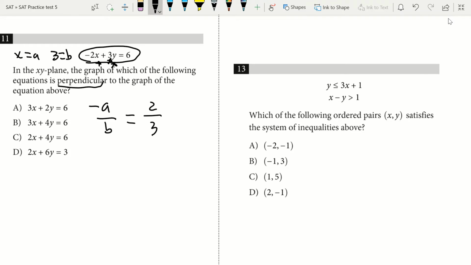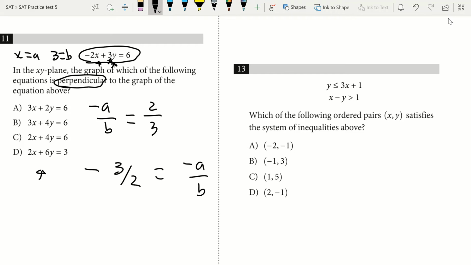But we're asked for the equation of a line that's perpendicular to the graph above. Well, if it's perpendicular, it's going to be the negative reciprocal, right? The opposite sign. So here it's positive, so we know we're going to have a negative, and then the reciprocal, which will be 3 over 2. So now we have all these equations in standard form. We also have to do negative A over B, and we have to get that to equal our negative 3 over 2.